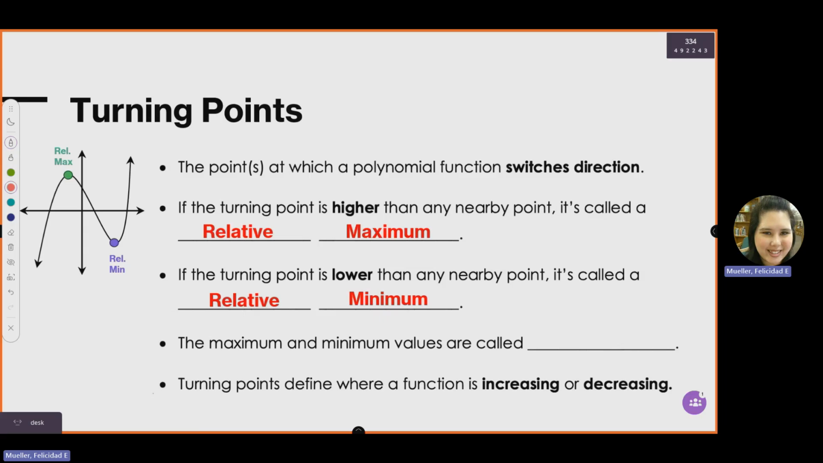The max and min values are called extrema. So sometimes when they want you to find both mins and maxes, they're going to use the word extrema just to use fewer words. Turning points define where a function is increasing or decreasing.